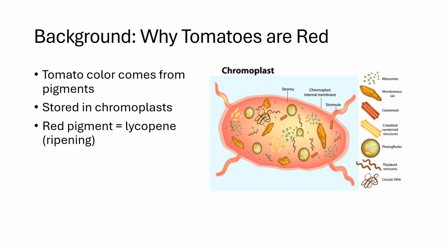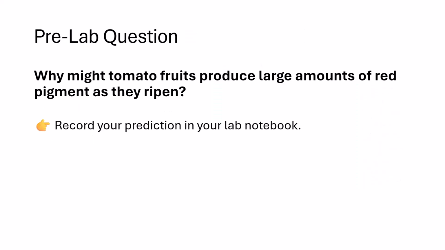for seed dispersal. Before we look at the images, pause and answer this question in your lab notebook. Think about what happens as fruit ripens and what plants gain by becoming brightly colored. I'm not looking for a perfect answer here, I'm looking for your reasoning. Go ahead and pause now, then come back when you're ready.